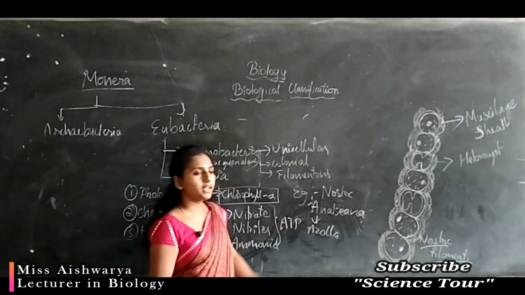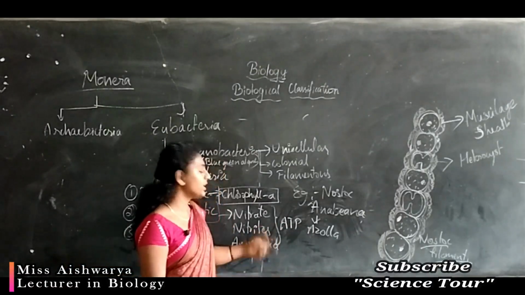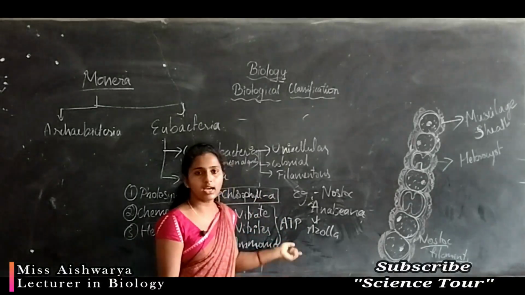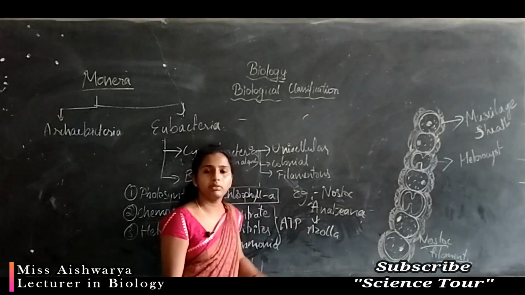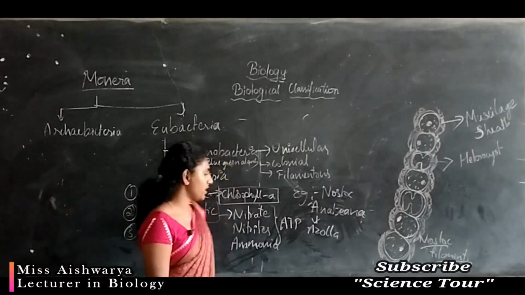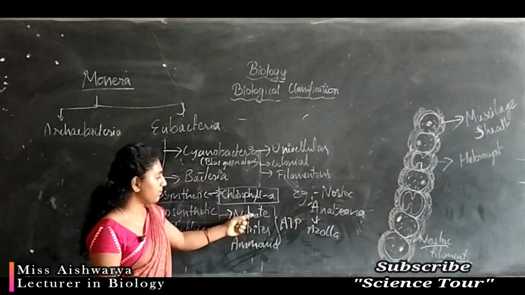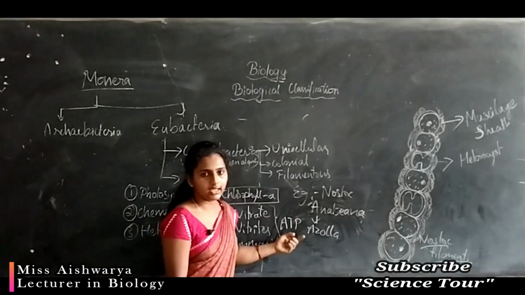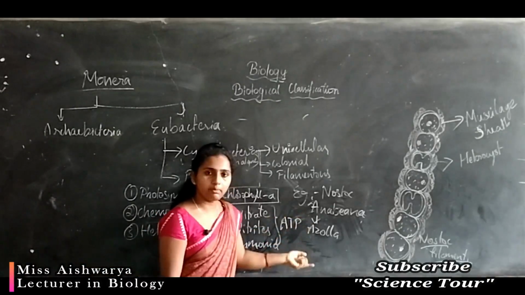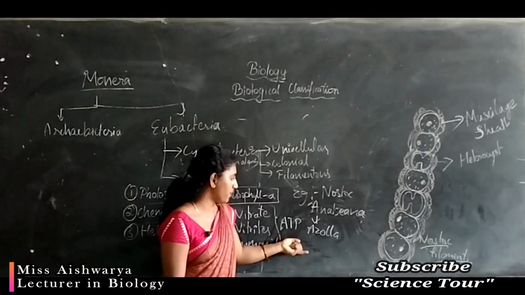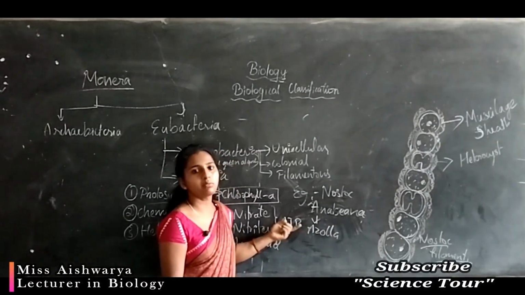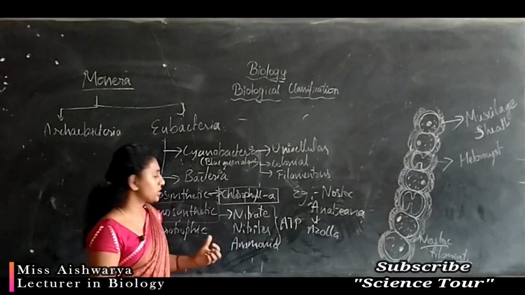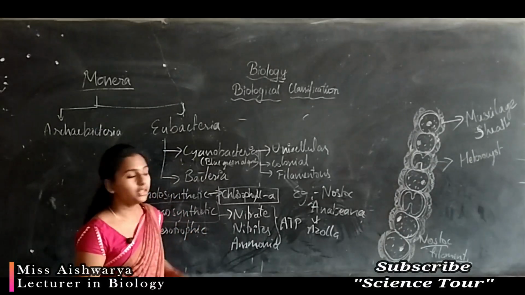ATP has energy in it. So whenever energy is required, this will be oxidized. ATP is oxidized and gives energy. That will be utilized for various functioning. So the energy that comes from oxidation of nitrate helps to convert ADP to ATP, that is, ATP synthesis. So that helps in chemosynthetic nutrition.